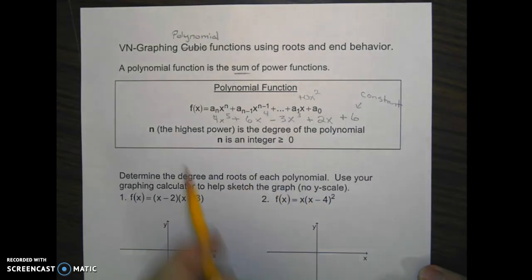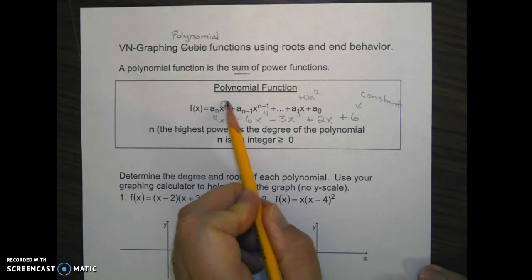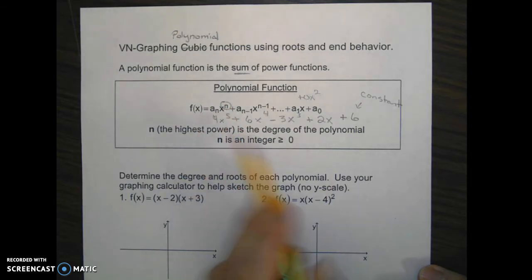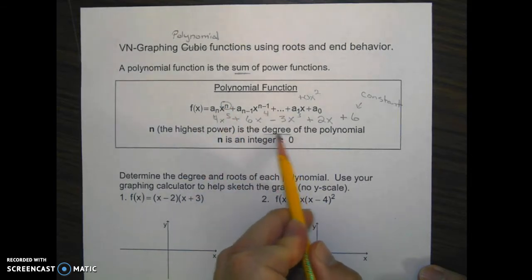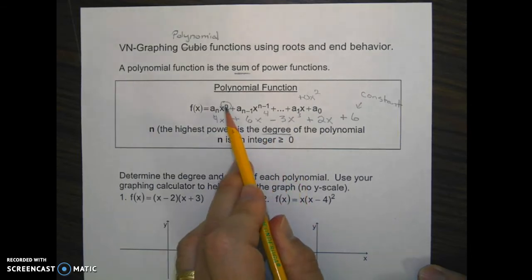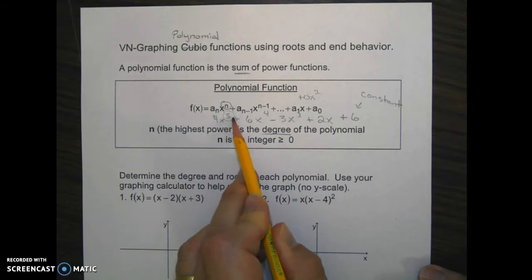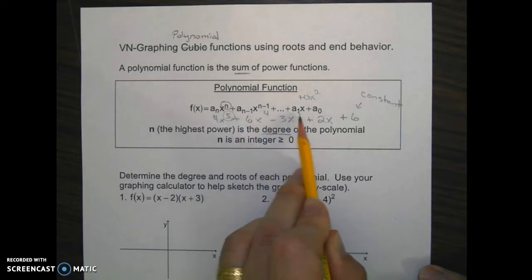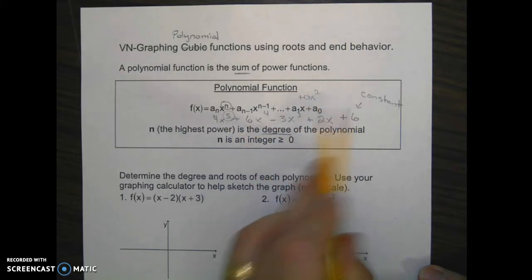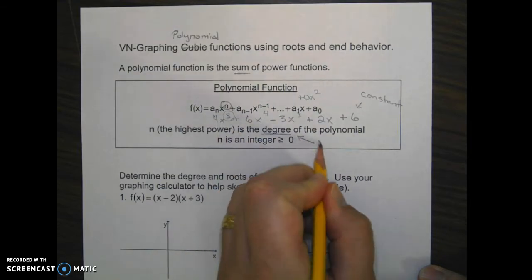Okay? So n, that's this leading power function, is the degree of the polynomial. Very important. So whatever that leading power function, the exponent, that represents the degree. So the degree of this polynomial would be 5. You would not use any of the smaller exponents. Always look at the biggest exponent for degree.